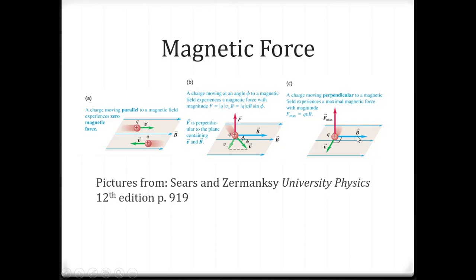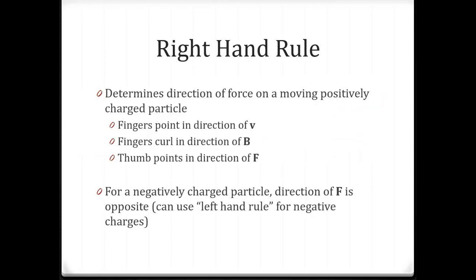Now it's worth pointing out that we've done cross product before when we talked about torque, and so we know a way to figure out the directions of the magnetic force if we know the directions of the magnetic field and velocity. The way to do this is the right-hand rule. This determines the force on a positively charged particle that's moving. We put our fingers in the direction of V, our palm points in the direction of B, and our thumb would point in the direction of F.